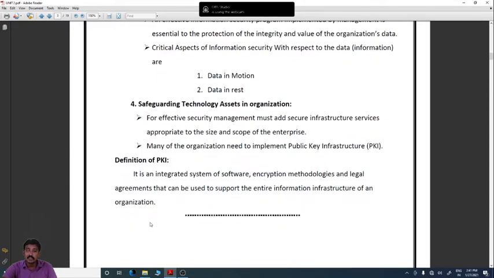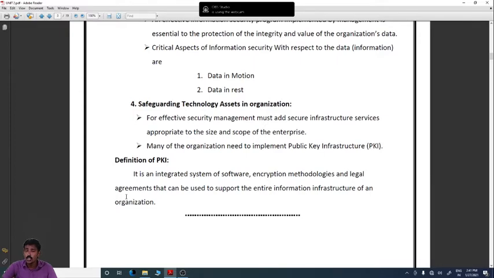Actually, public key infrastructure is defined as an integrated software with different kinds of encryption methodologies, and also legal agreements with all the employees of the organization, with the legal information for those who support the entire infrastructure of an organization. So normally every organization provides a PKI, that is public key infrastructure, in order to safeguard all the technologies we use in an organization.